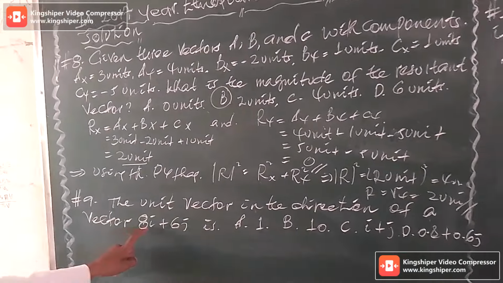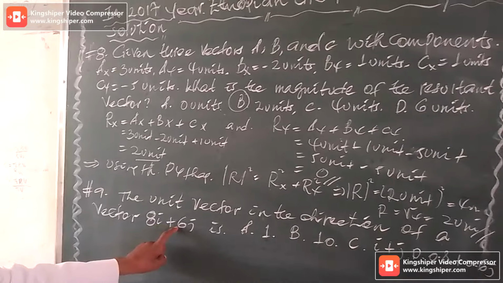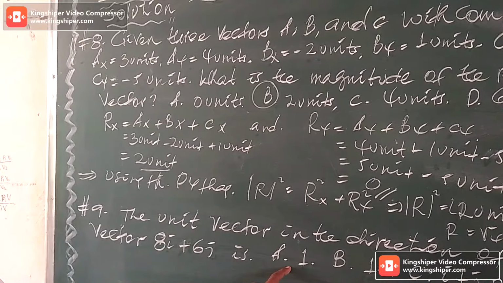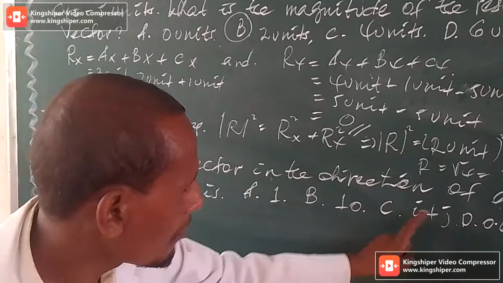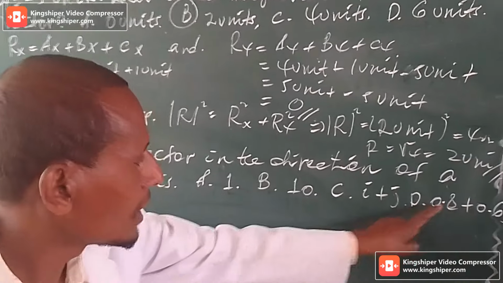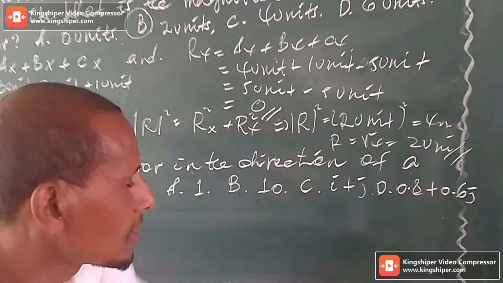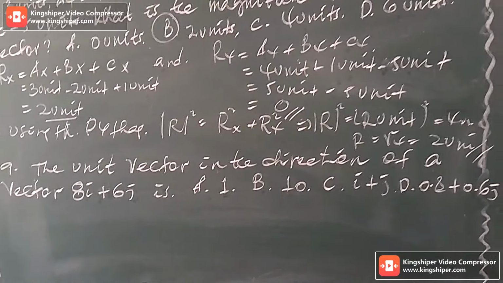The second one, question number 9: the unit vector in the direction of vector 8i direction plus 6j direction is choice A 1, choice B 10, choice C i plus j, choice D 0.8 plus 0.6.